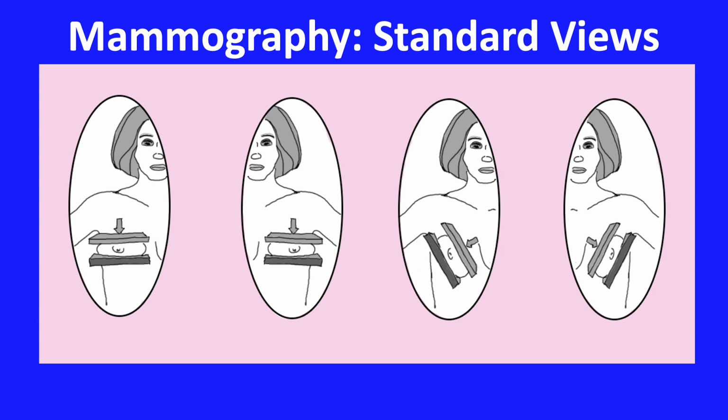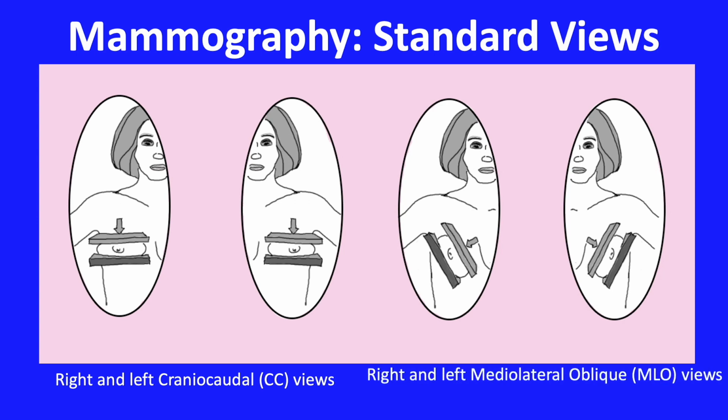There are two standard views in screening mammographic exams: craniocaudal and medial-lateral oblique. In the craniocaudal view, the X-rays traverse the breast from top to bottom. In the medial-lateral oblique view, the X-rays traverse the breast at a 45-degree angle. The next two slides show examples of each view for both breasts.